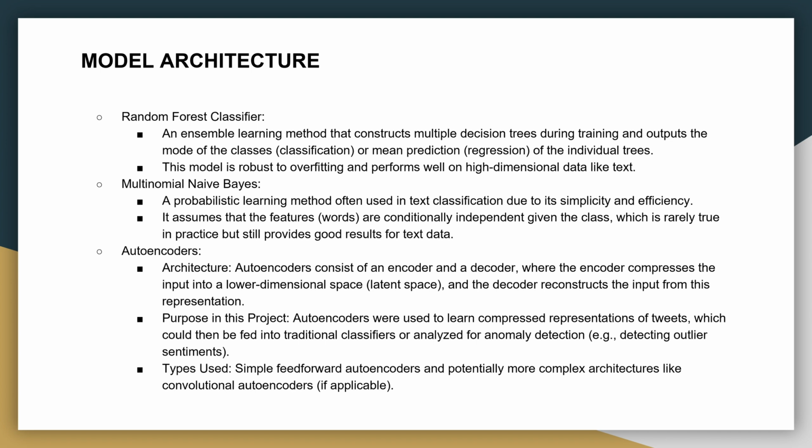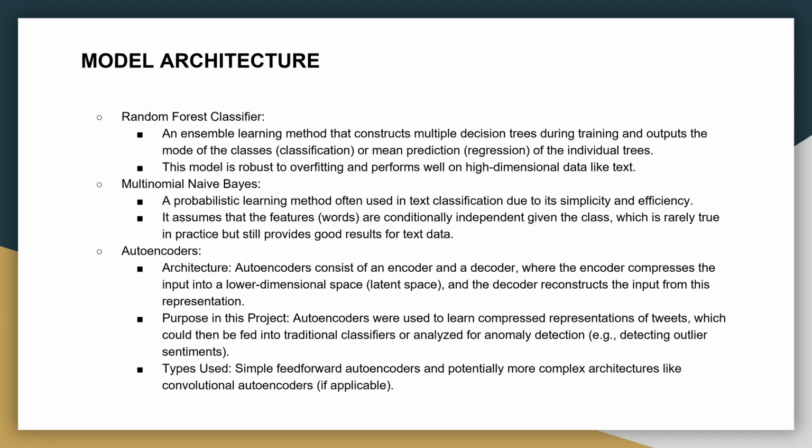Next is multinomial naive Bayes. The next model is a probabilistic learning method, often used in text classification due to its simplicity and efficiency. This model is based on Bayes' theorem and assumes that the features, in this case words, are conditionally independent given the class. While this assumption is rarely true in practice, naive Bayes performs surprisingly well in text classification tasks. It is particularly effective when dealing with a large number of features, as it handles the high dimensionality of textual data with ease.